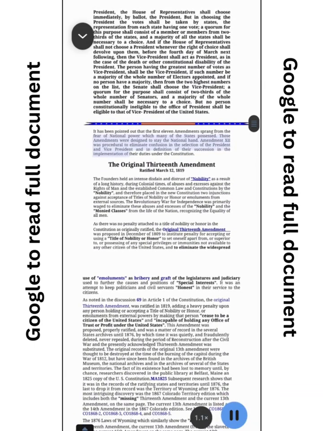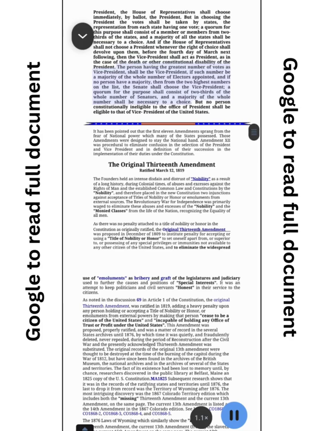The House of Representatives shall choose immediately, by ballot, the President. But in choosing the President the votes shall be taken by states, the representation from each state having 1 vote. A quorum for this purpose shall consist of a member or members from 2/3 of the states, and a majority of all the states shall be necessary to a choice. And if the House of Representatives shall not choose a President whenever the right of choice shall devolve upon them, before the 4th day of March next following, then the Vice President shall act as President, as in the case of the death or other constitutional disability of the President.